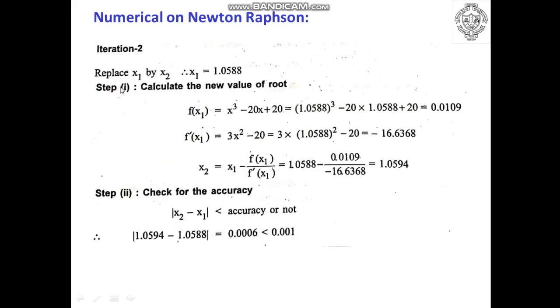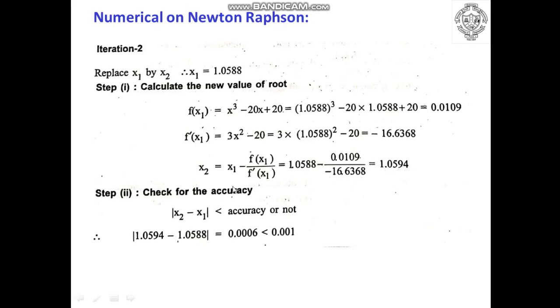So now in the second iteration we have to replace our x1 with x2. So now I will consider x1 as 1.0588, which was x2 in the previous iteration. Similarly, I will find out value of f of x1 and f dash of x1. I will realize that value of f of x1 is 0.0109 and f dash of x1 is minus 16.6368. Now I can find out value of x2. So I'll put values as 1.0588 minus 0.0109 divided by minus 16.6368. So answer is 1.0594.